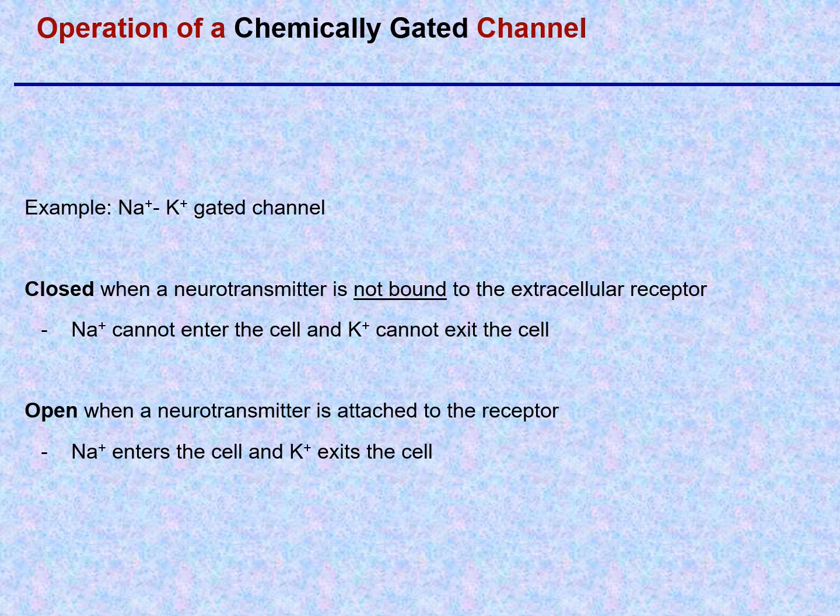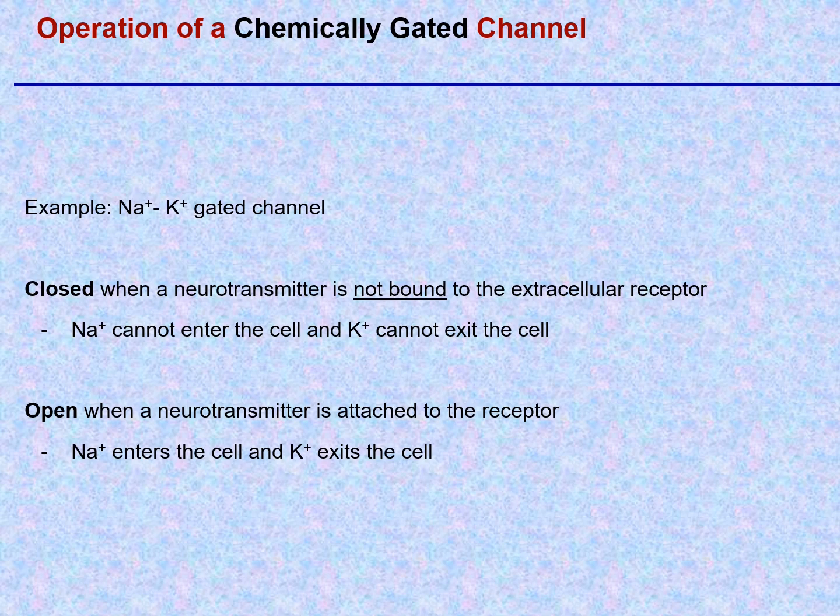I should point out to you that for a sodium-potassium gated channel, a channel that when open allows sodium and potassium to pass through the membrane, the key fact that determines which way the ion or electrolyte moves is the concentration gradient. They will always move from areas of high concentration to areas of lower concentration.